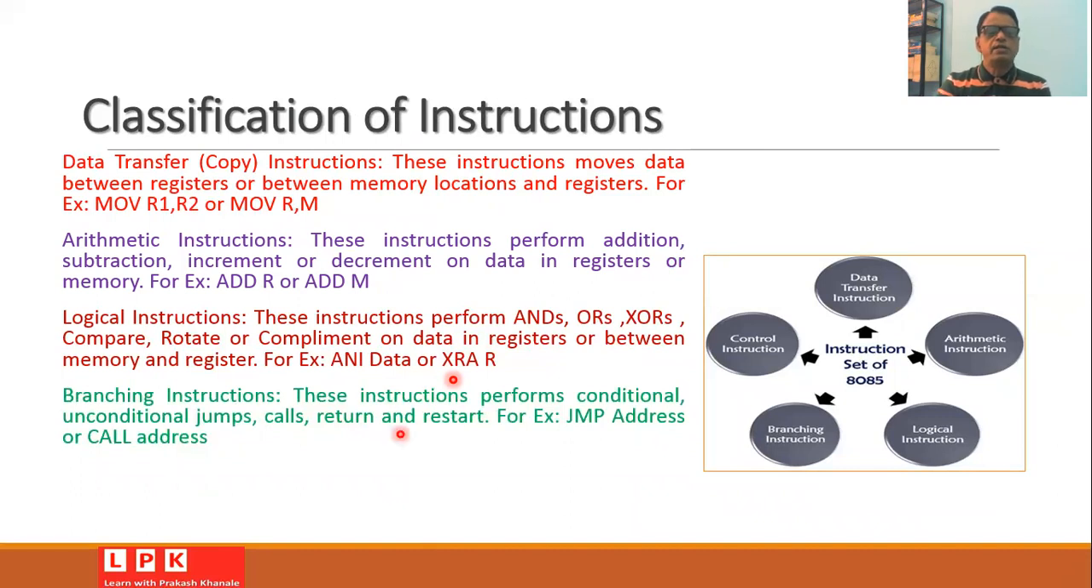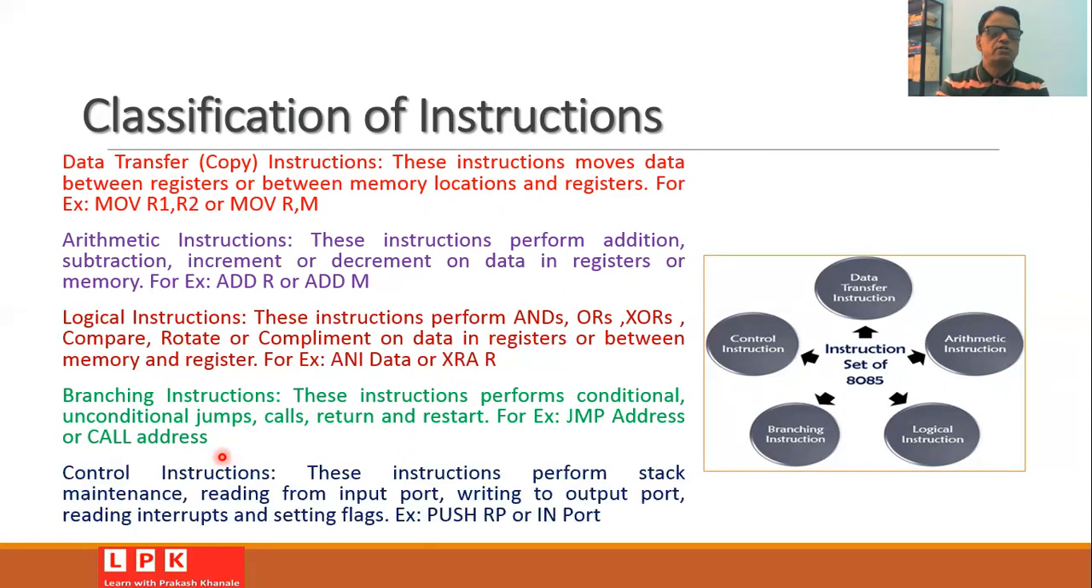Certain instructions are called branching instructions. Whenever we write any program for the microprocessor, the instructions are executed sequentially one after the other. But many times we do not want such execution, and therefore we can jump from one instruction to another. So these instructions are used to perform conditional or unconditional jumping, calls, returns, and restart. For example, JUMP with an address, or CALL with an address, are branching instructions.